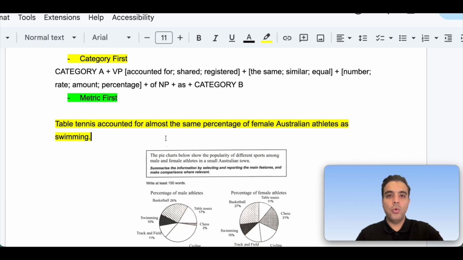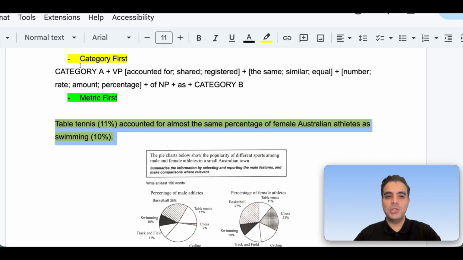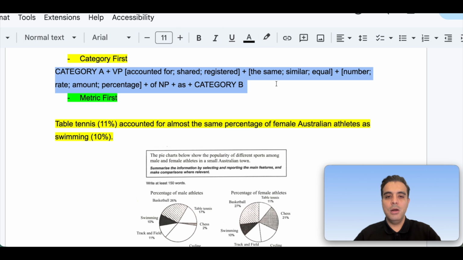And what about the quantities? How do I mention the numbers? I can add them parenthetically. So table tennis was 11%. I'm just going to add 11% here. And swimming was 10%. So 10% comes here. And there, this is how you can use the category first structure described here to compare two categories in this pie chart and to express the similarity of quantities.